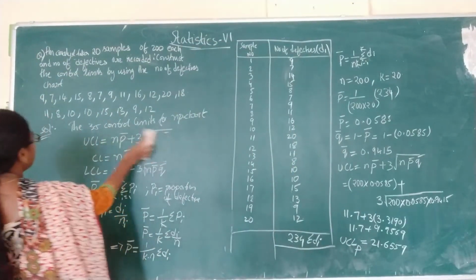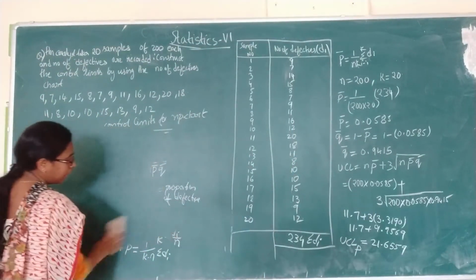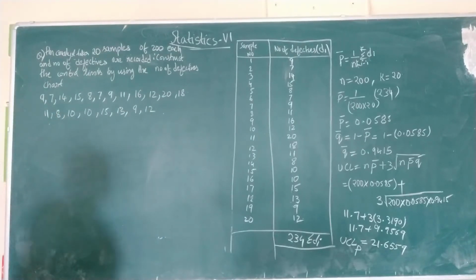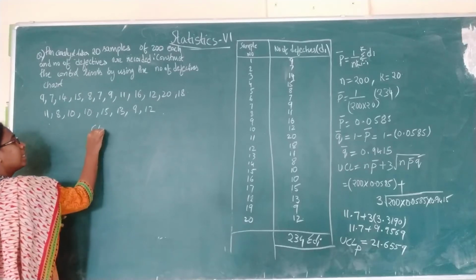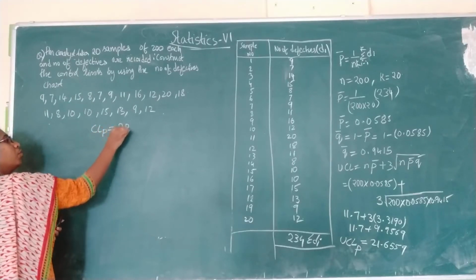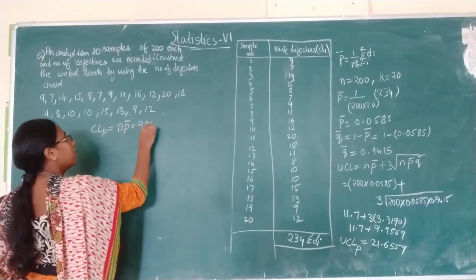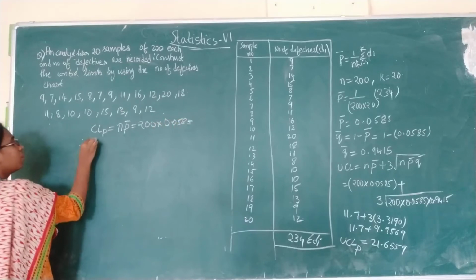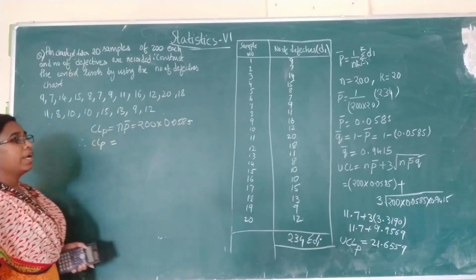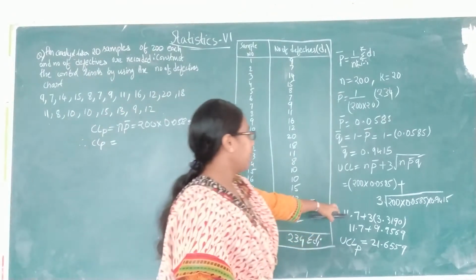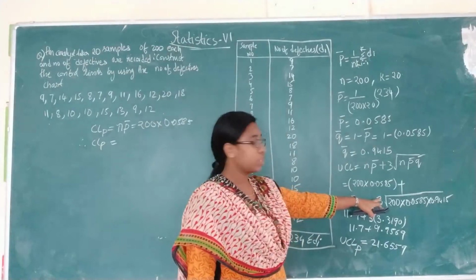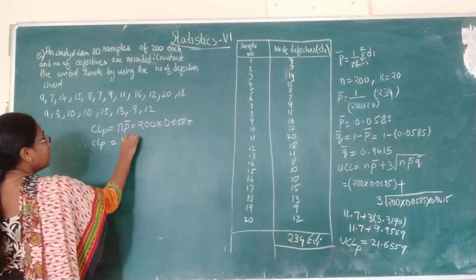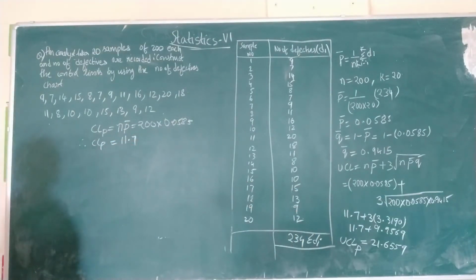Now find out the CL and LCL values. What is the CL formula? CL of P chart equals n into P bar, that is 200 into 0.0585. We already got it, 200 into 0.0585, you get 11.7. So CL value is 11.7.